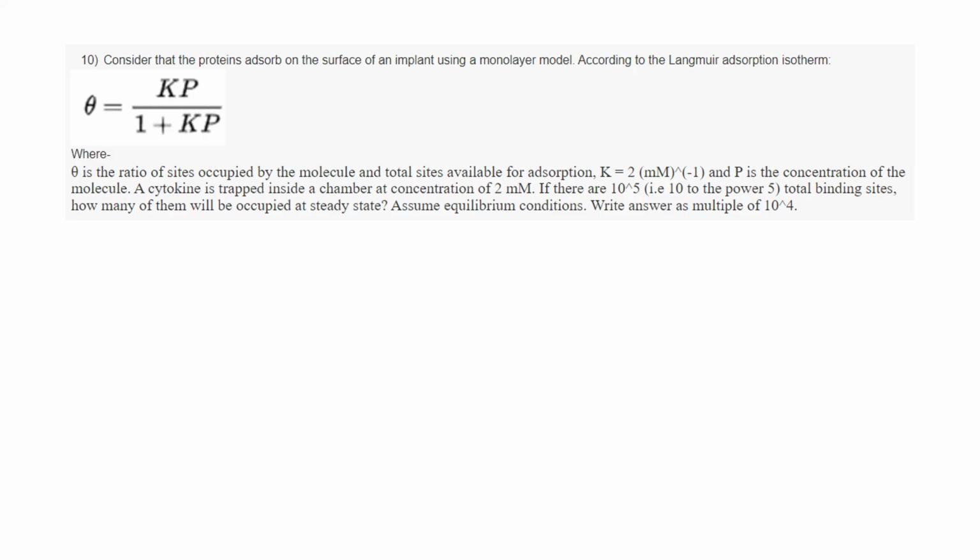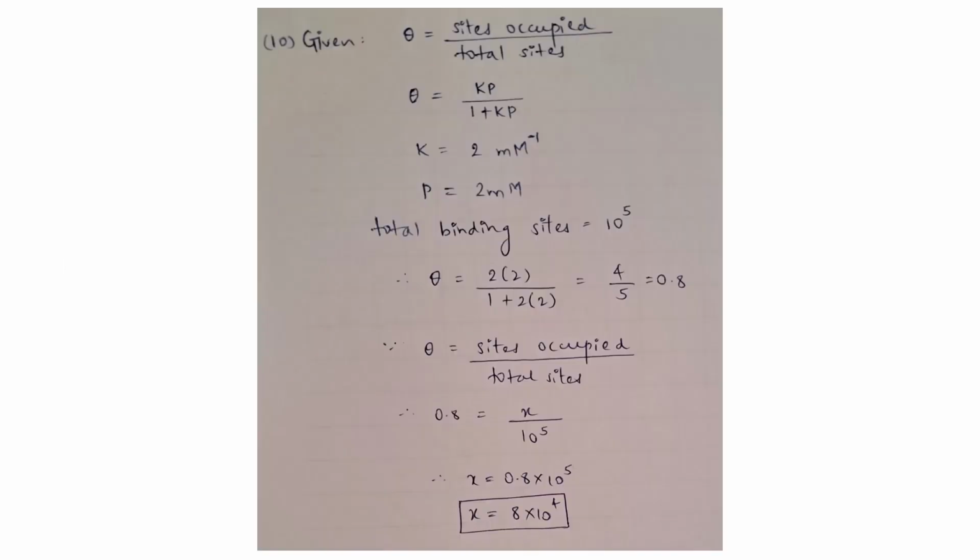Okay, let's look at the answer. Whoever answered was correct. 8 is the right answer. So we'll just go over the solution. Seems pretty easy. You have this formula given where theta is sites occupied by total sites, and we have this expression. We have the value of K and P. We just put it here. And we also know the total binding sites. So let's first solve for theta.